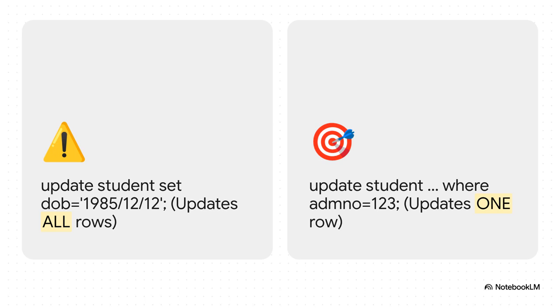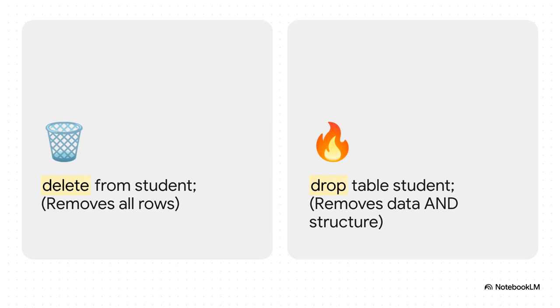Without the where clause, you will accidentally change the birth date of every single student in your database to December 12, 1985. By adding where admin_no equals 123456778, you target and safely update just that one specific record. The exact same warning goes for deletion.